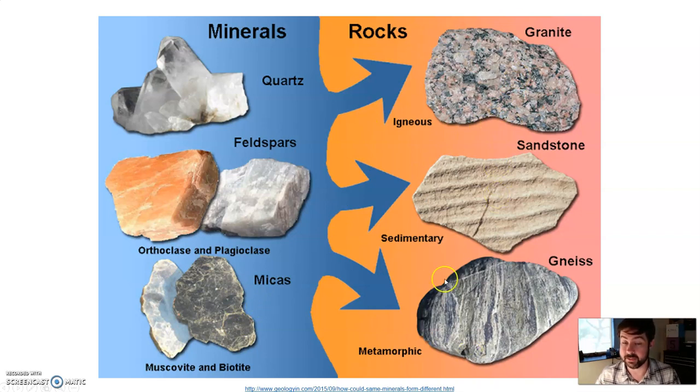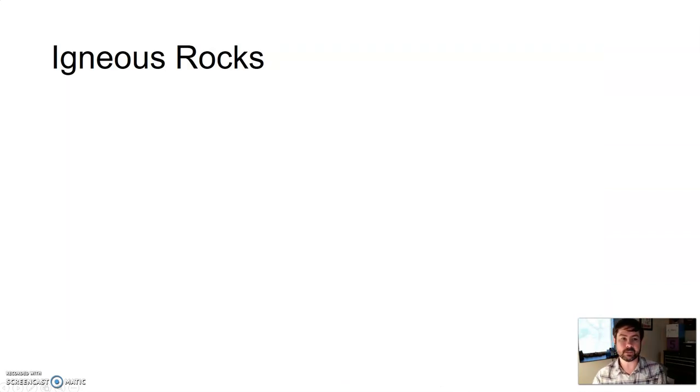Because they're all made from the same stuff. They're all the same thing. But it's just how that stuff was put together, where it was put together, creates these different types of rocks. So let's first get into igneous rocks.